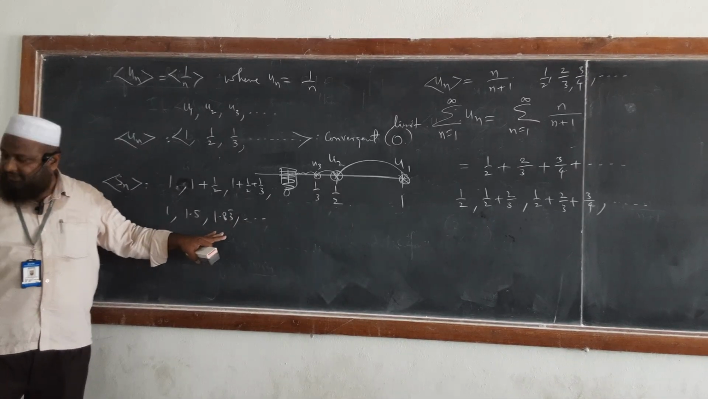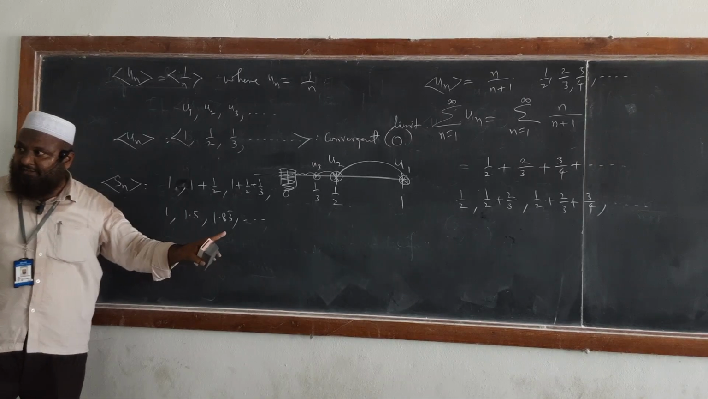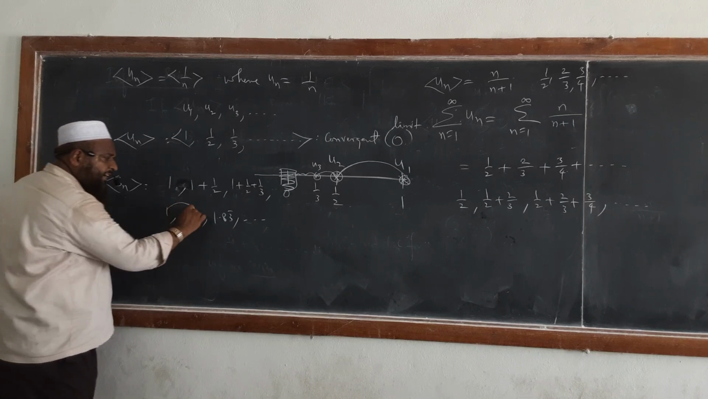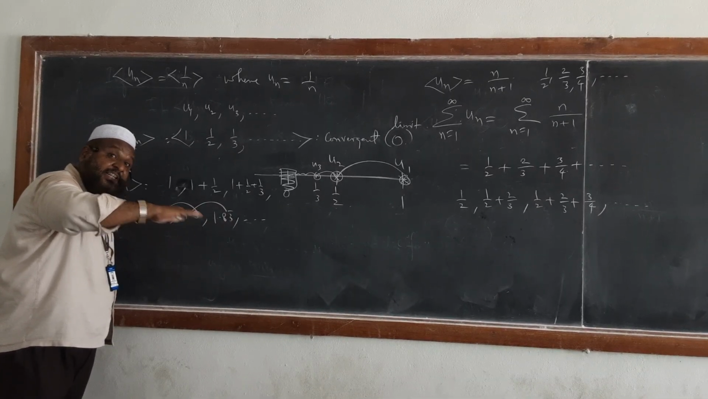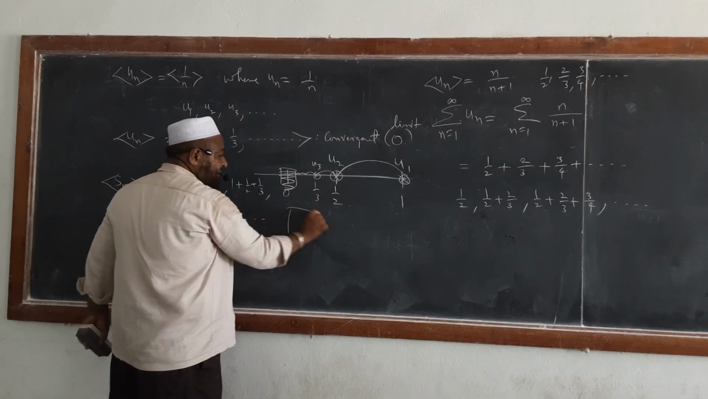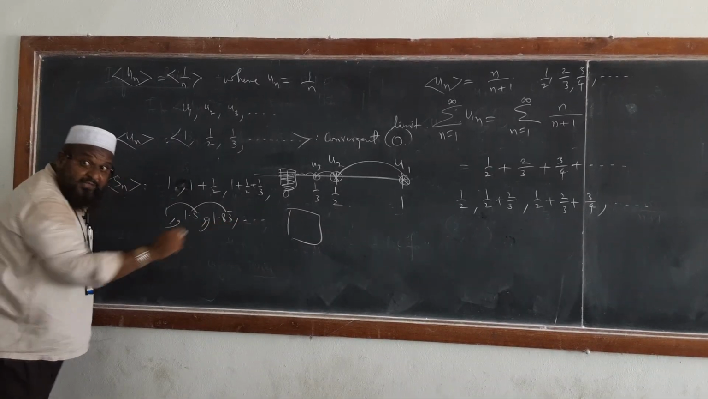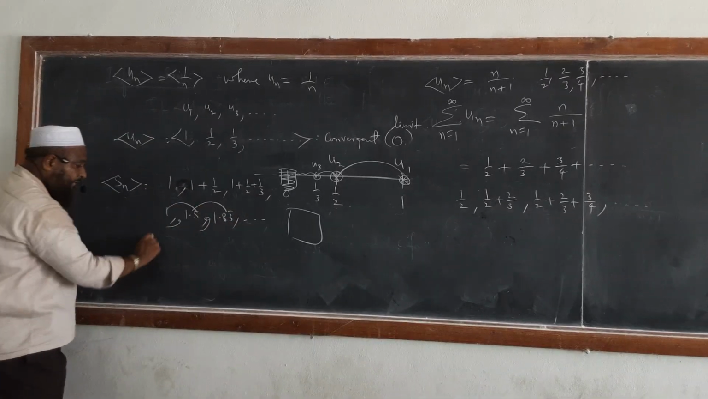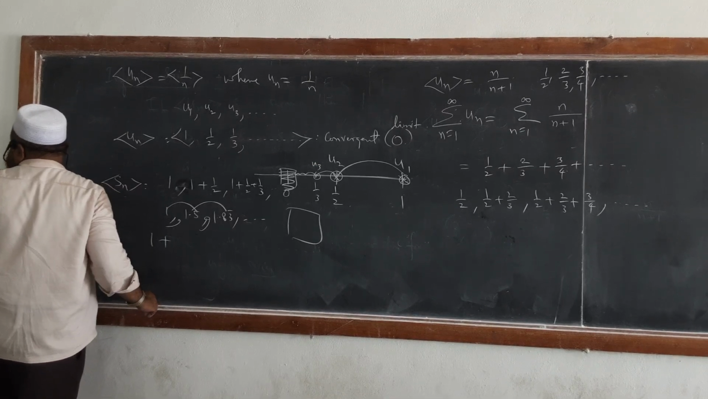It's growing. But the point here is, even though it's growing very slowly and this gap is reducing, it goes on growing. There is no limit for this sequence. So now, what is the conclusion?